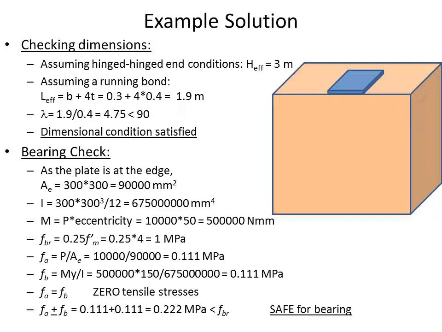We are very lucky that this thing got us exactly two equal values, which means zero tensile stresses. So if FB was slightly larger, it would have failed due to tension. On the other hand, the summation of the two values will give us 0.22 megapascal, which is less than the 1 megapascal, the FBR. So this is safe for bearing.